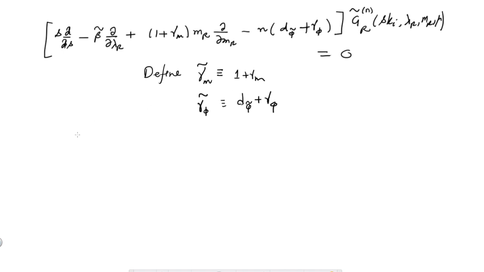So our equation becomes, with these definitions, s del over del s minus beta tilde del over del lambda_R, plus gamma tilde m m_R del over del m_R, minus n gamma tilde phi. So now I have all of them as tildes, all of them have tilde.